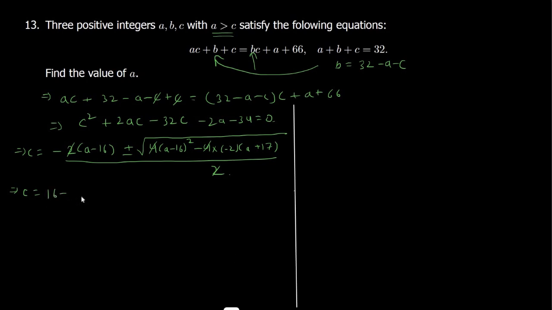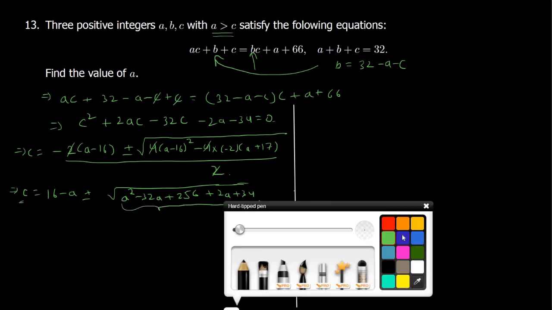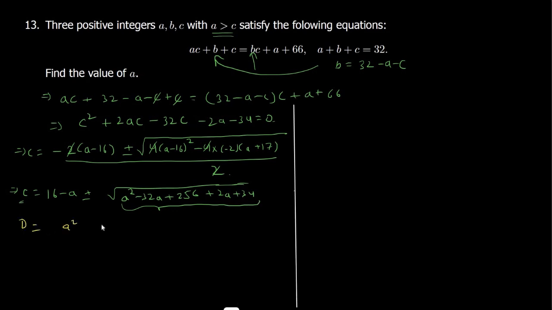C is 16 minus A plus or minus square root of, let me expand each of these terms, A squared minus 32A plus 256 and plus 2A plus 34. Now for C to be an integer, the discriminant, whatever is inside the square root, must be a perfect square. So let me take this quantity separately. My D, which is A squared minus 30A plus 256 plus 34, is 290.